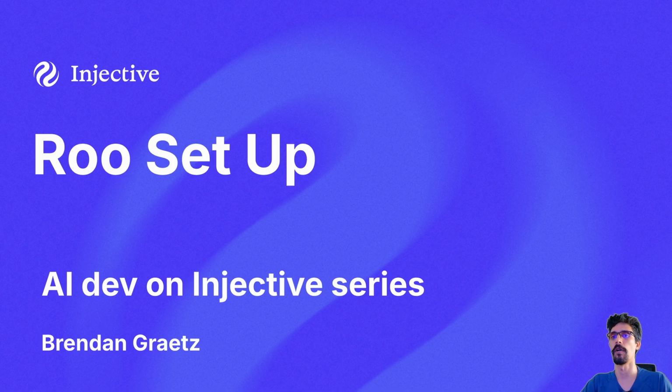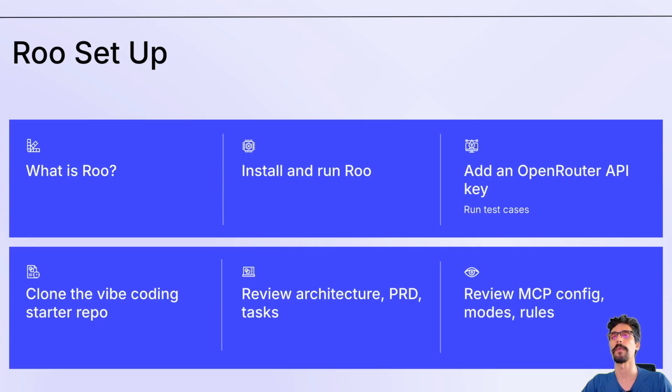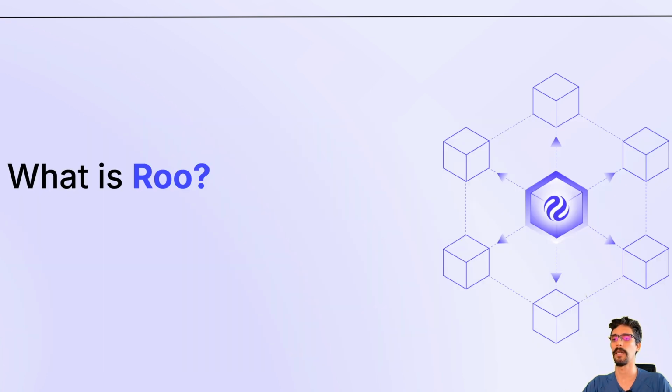We're going to continue our AI Dev on Injective series, and this time we're going to go for Roo Setup. Here's what we're going to cover, quite a few things. We'll start with what is Roo, then installing and running it, then adding an Open Router API key, and then cloning the vibe coding starter repo, and then within that repo we're going to review a few things. First we'll take a look at a set of documentation for architecture, PRD, and tasks. And then we'll take a look at config, which includes MCP modes and rules. All right, so let's start with what is Roo.